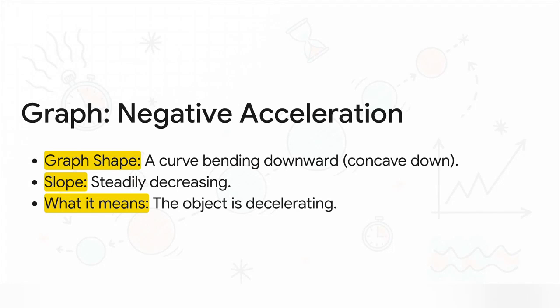And you can probably guess what happens with negative acceleration, right? Or deceleration. The graph does the exact opposite. It curves downward, kind of like a frown. The slope here gets less and less steep as you go, which means the velocity is dropping. The object is slowing down. It's just such a cool visual way to see the physics in action.